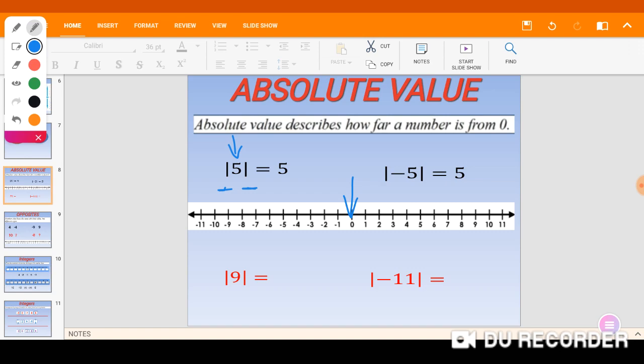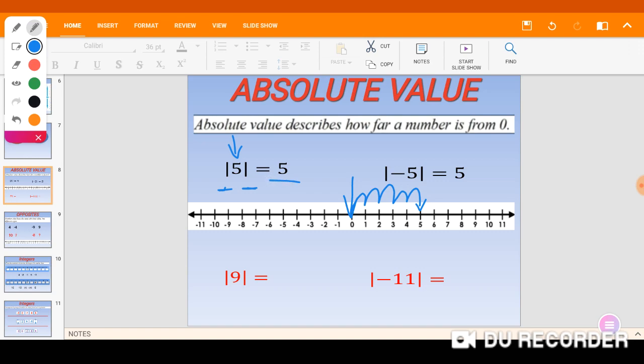So the absolute value of 5, we need to find how far 5 is from 0. Okay, let's start counting. 1, 2, 3, 4, 5. So how far is 5 from 0? It's 5. So the answer is 5.